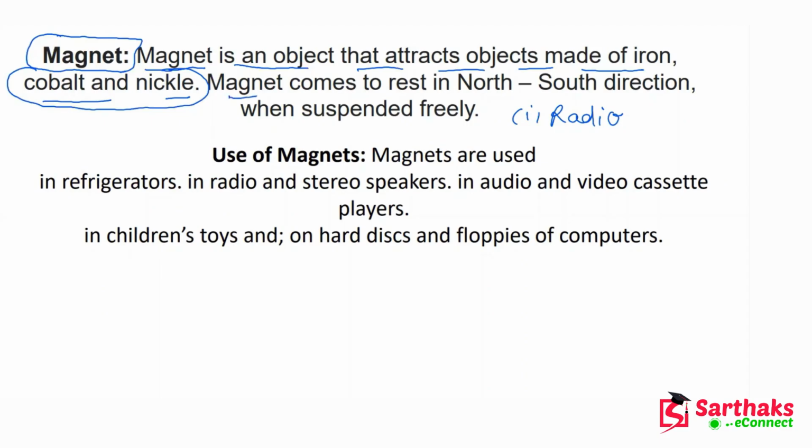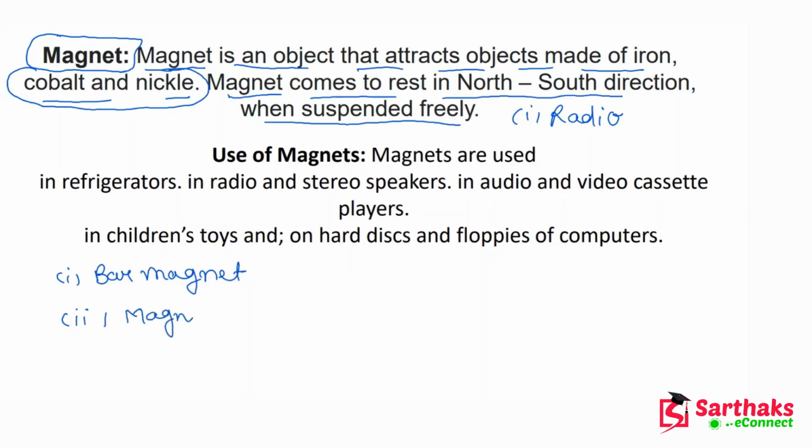Now, the second point is that a magnet comes to rest in the north to south direction when suspended freely. There are different types of magnets. Let's take the example of a bar magnet. There is also another type of magnet, and that is the magnetic needle. And there is another magnet, and that is the electromagnet. Later in this chapter, we will be discussing these magnets very clearly, but for now you just need to remember that these are examples of magnets.